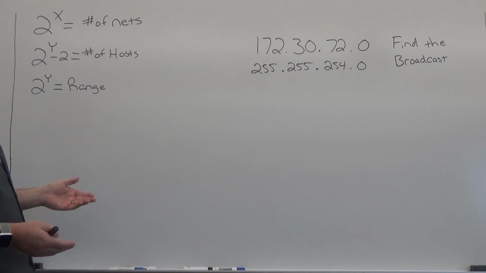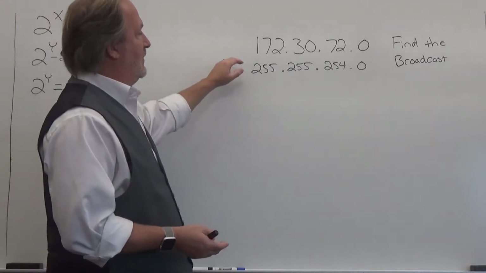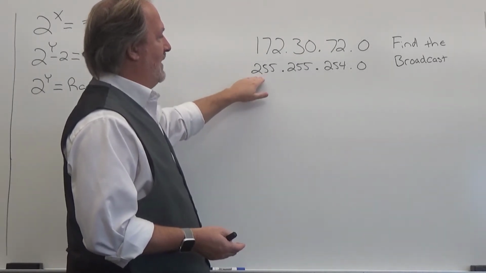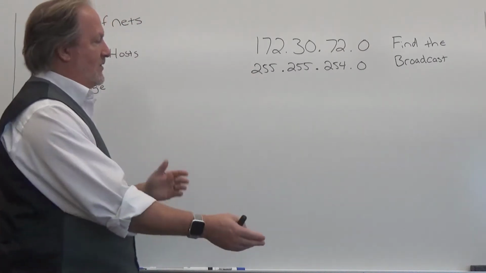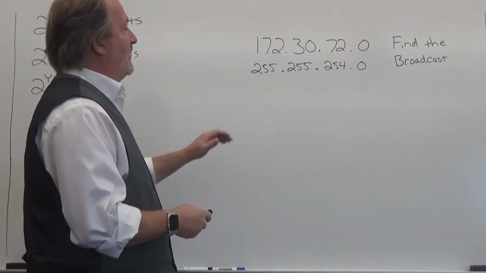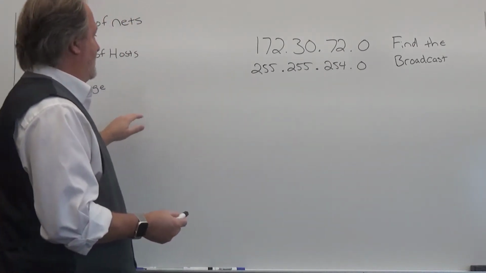So in Class B, you'll have stuff like this. They'll give you 172.30.72.0, and then they give you the subnet mask. They say find the broadcast. So remember, there's more than 2 different ways you can do this, but the 2 ways that I push out are, we can either do the whole thing with the range formula. So let's try that first.